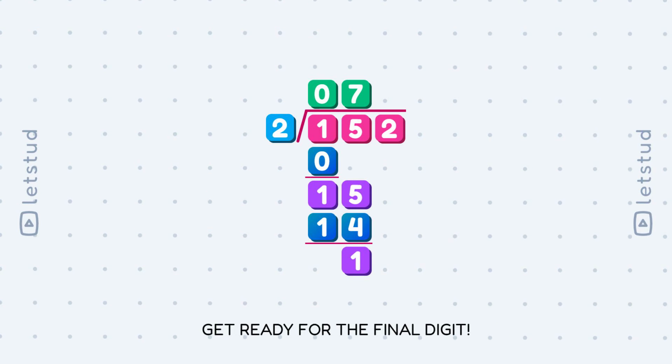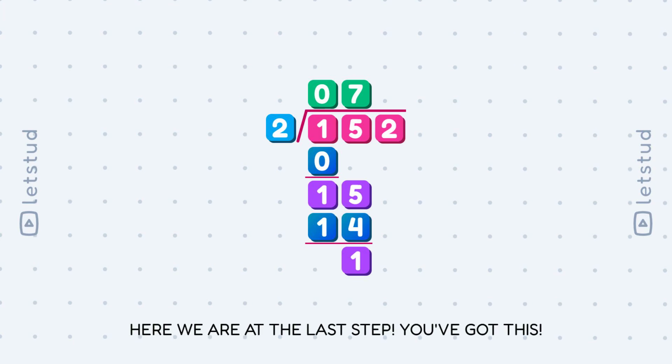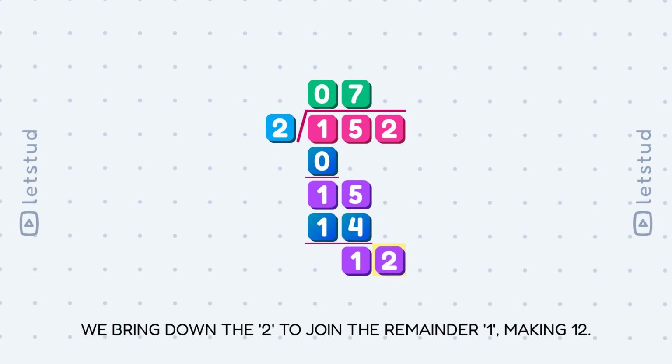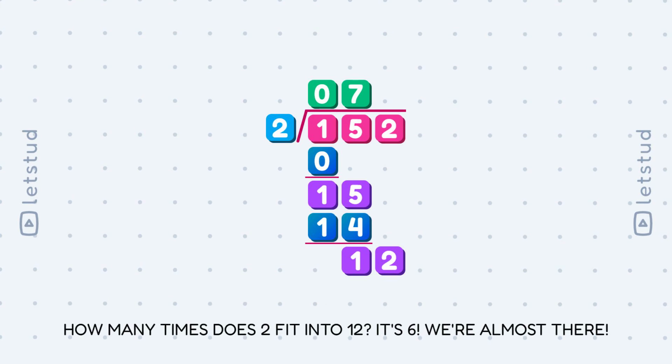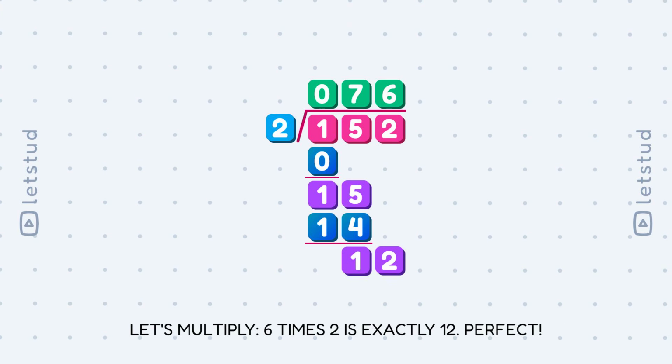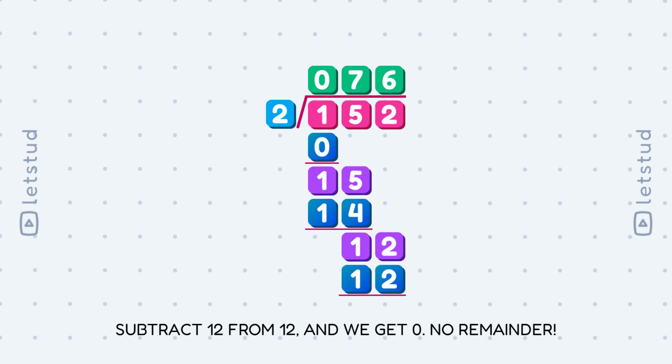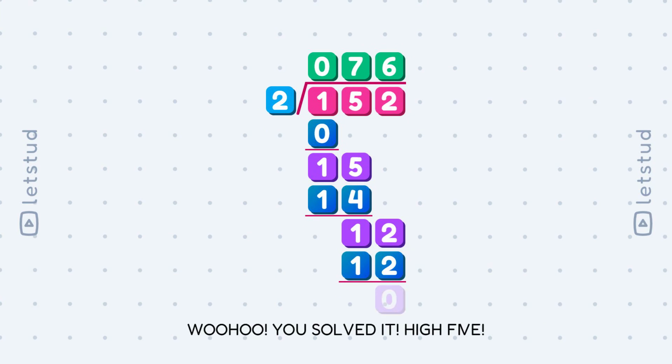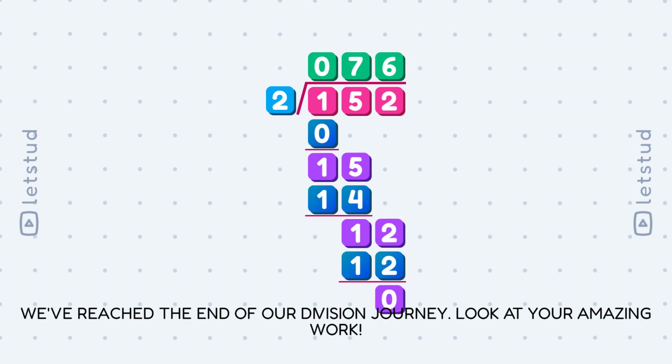Get ready for the final digit. Here we are at the last step. You've got this. We bring down the 2 to join the remainder 1, making 12. How many times does 2 fit into 12? It's 6. We're almost there. Let's multiply. 6 times 2 is exactly 12. Perfect. Subtract 12 from 12 and we get 0. No remainder. Woohoo, you solved it. High five. We've reached the end of our division journey.